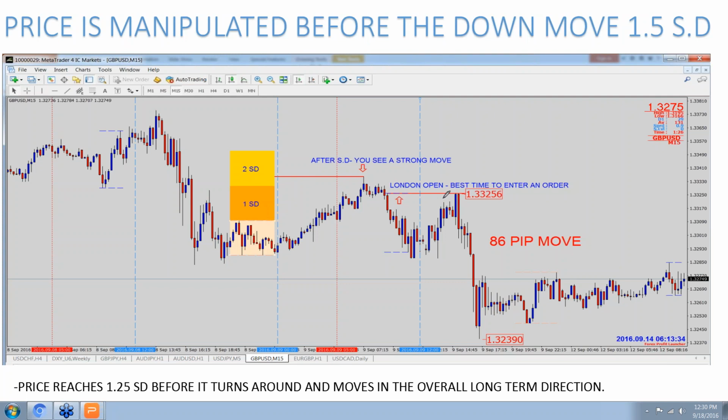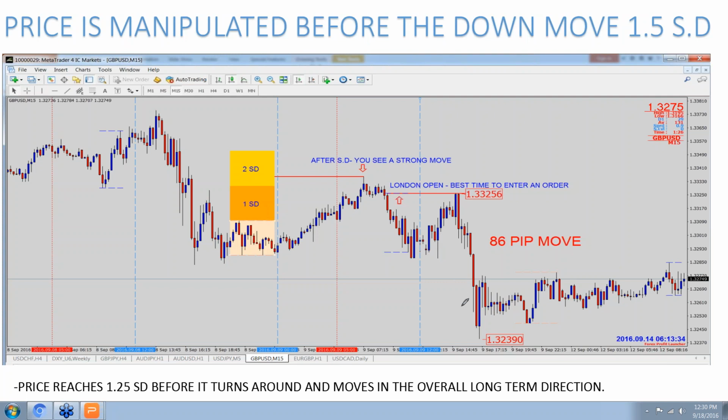And then obviously as price comes back up, like we said with your stop loss, this would mark a zone where you would still be in this trade, and this was an 86 pip move. So this is the best time to enter, typically, in London open.